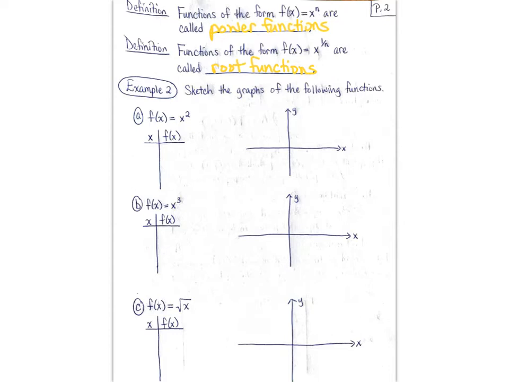Now what we're going to do is sketch the graphs of the following functions. f of x equals x squared. You may already remember the shape of this graph, but let's plot a few points and then sketch the graph. So when x is 0, you substitute 0 in here and you get 0. When x is plus or minus 1/2, you get plus or minus 1/2 quantity squared, which gives you 1/4.